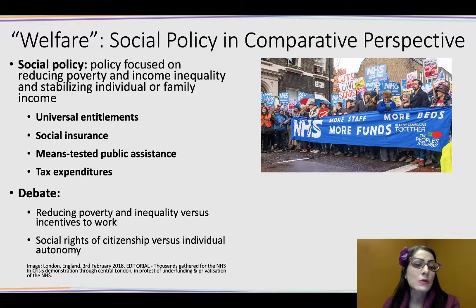The debate surrounding this comes down to two main things: reducing poverty and inequality versus incentives to work, and social rights of citizenship versus individual autonomy.